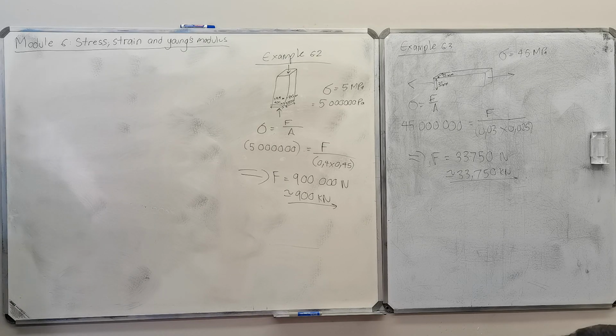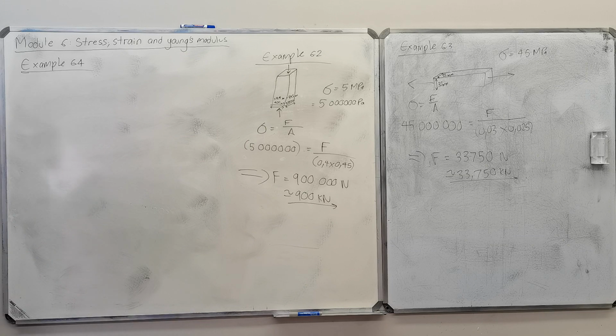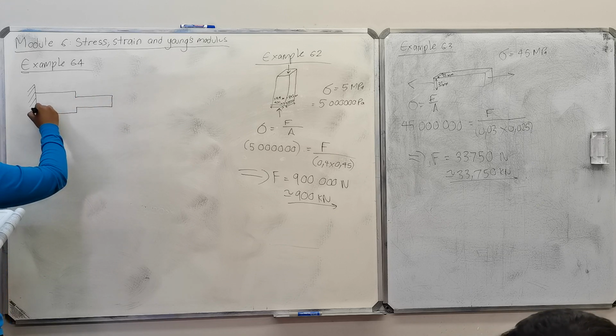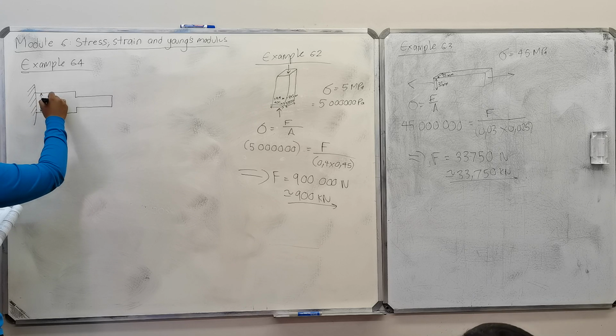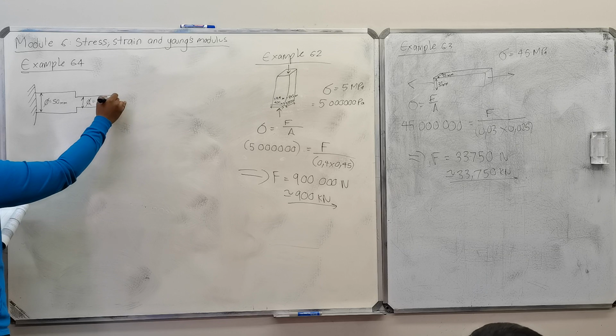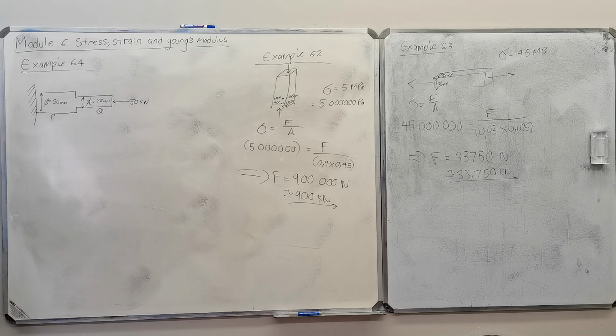Okay. Example 6.4. They tell you that a compressive force of 50 kilonewtons is applied to the object shown in the figure below. So basically, this object is against the wall, and you're applying 50,000 newtons against it. Calculate the compressive stress in each part. So you've got two parts, part P and part Q.